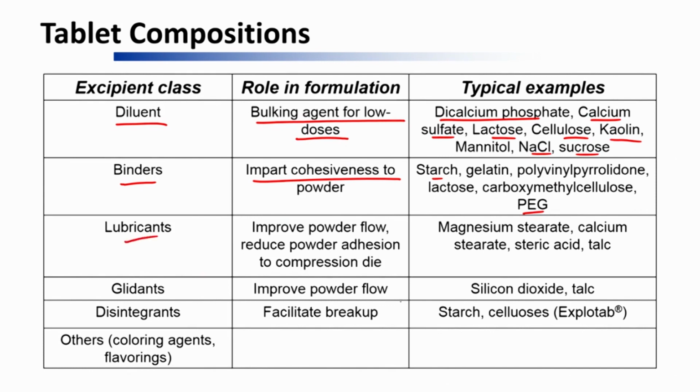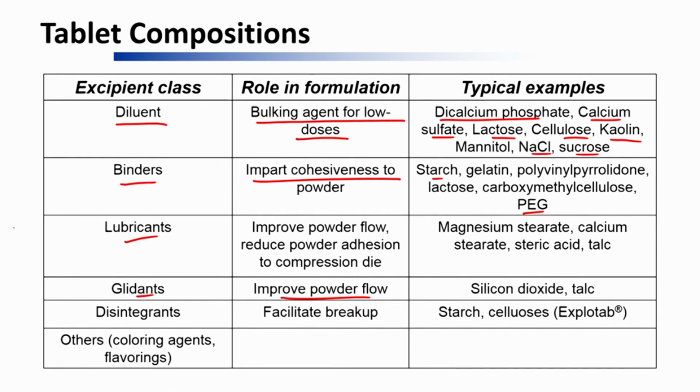Then you have lubricants. So, lubricants are not really required once the tablet is formed, but before the tablet is formed you need these lubricants and these glidants, which will help in the flow of the powder. This is required because when the tablet is being formed, the tablet is essentially first in powder form and then this powder is flowed into a sort of a mold.